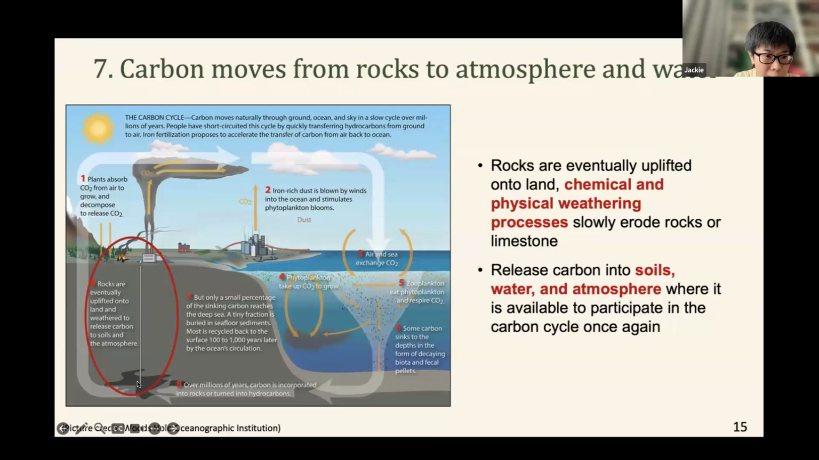As you can see from this, uplifting processes bring carbon from the deeper layer back to the land again, and at the same time, after these weathering processes, it will release carbon into soil, water, and atmosphere again, where it is available to participate in the carbon cycle once again.